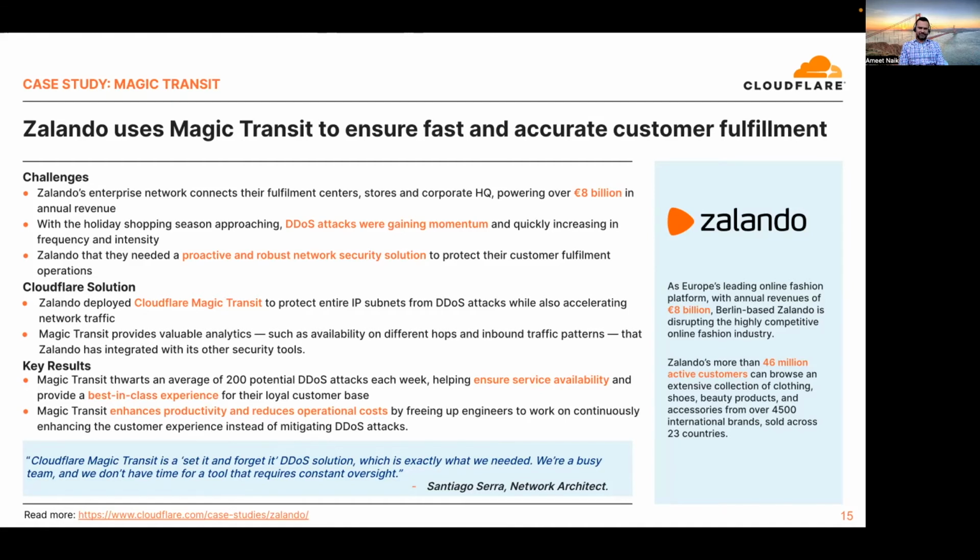And on average, we see Magic Transit thwarting about 200 potential DDoS attacks every week. And this helps make sure that the service is available and the users have a best-in-class experience. And it really helps improve their productivity because the staff is no longer chasing DDoS attacks, reducing operational costs for them. And it's really freeing up their engineers to work on the customer experience and making the product better rather than chasing after these DDoS problems.